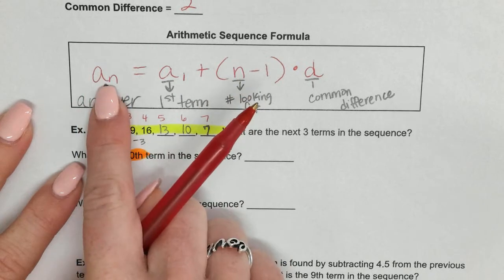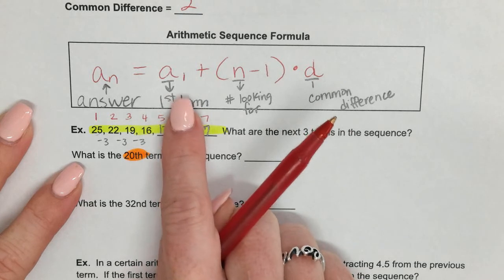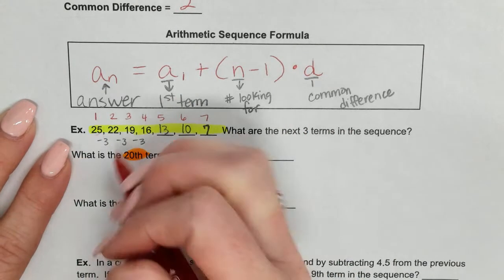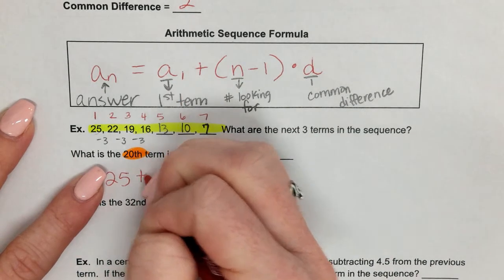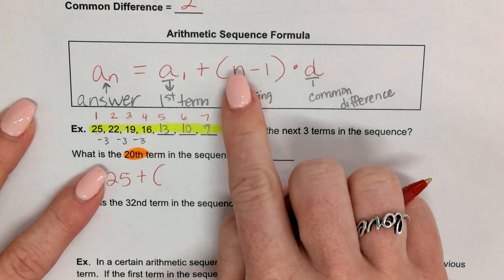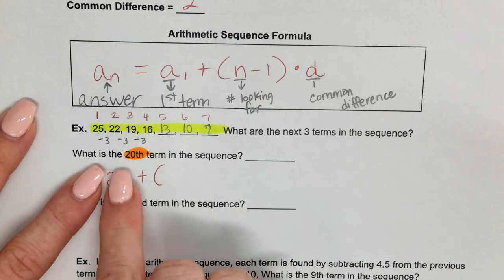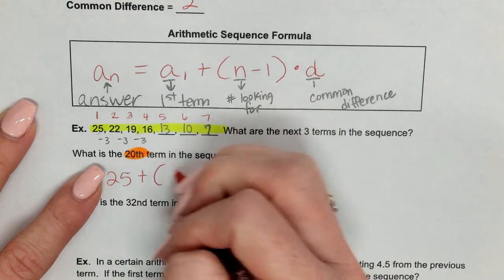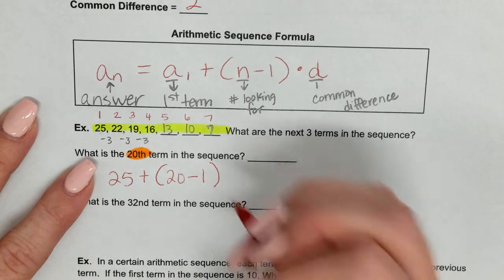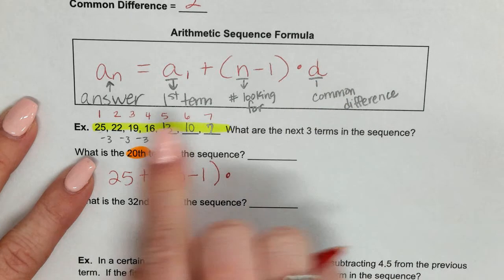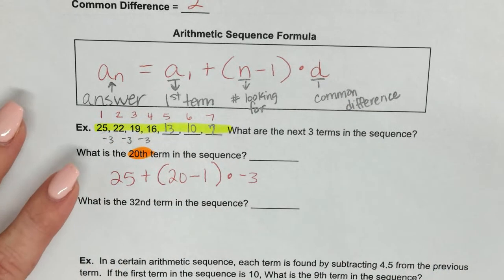So my answer is going to be found by doing what? What do I got to write down? What's the first term that they wrote? 25. So I got 25. What's the next thing? Plus, open parentheses. This is the number you're looking for. It's the term. So what term am I going to plug in right there? 20 minus 1, close parentheses, times the common difference that I found. What was the common difference? And that will give me the 20th term.